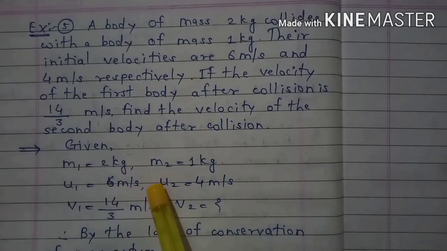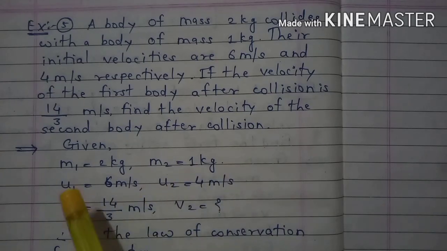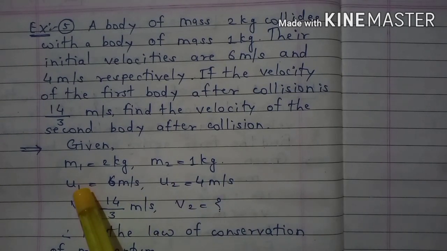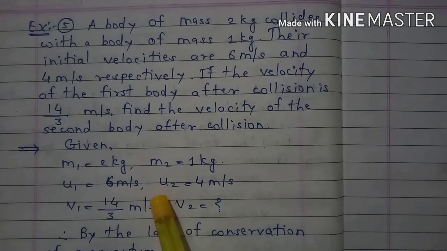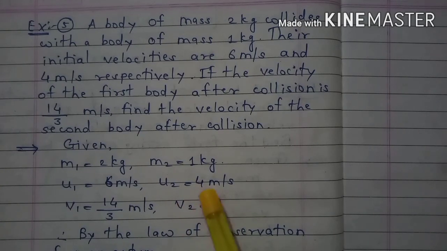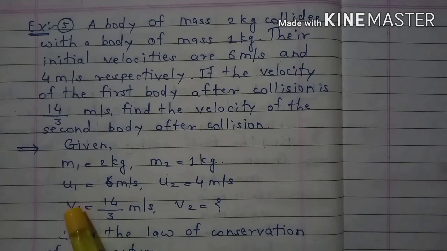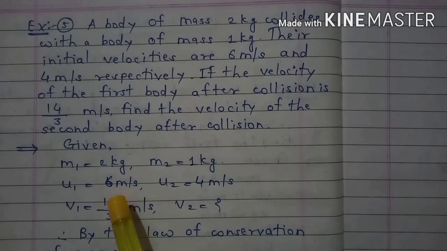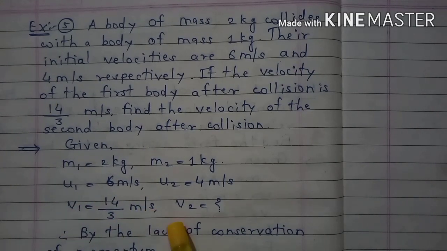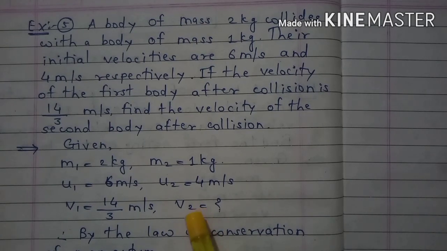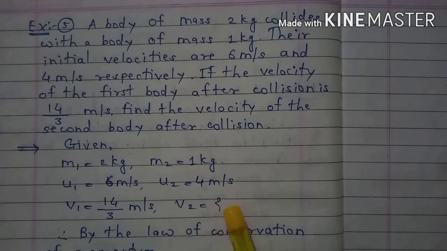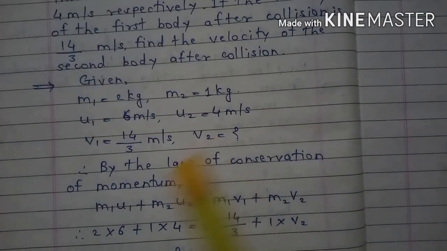So m1 is equal to 2 kg, m2 is equal to 1 kilogram. So u1, the initial velocity for the first body, is 6 meter per second. Initial velocity for the second body is 4 meter per second. Now final velocity for the first body is given as 14/3 meter per second, and we have to calculate the final velocity for the second body. Okay, so let us see what we have to do here.